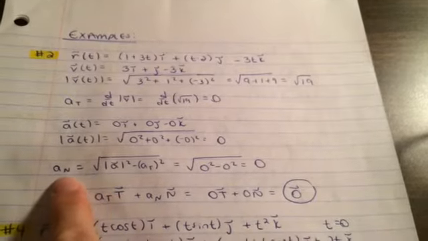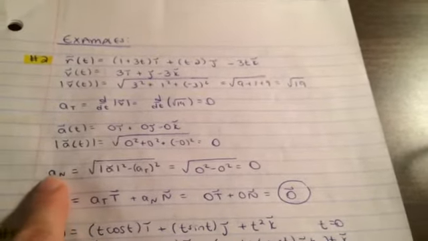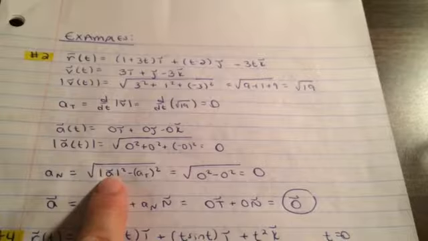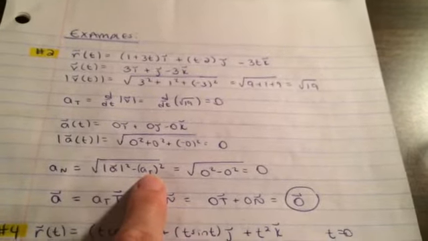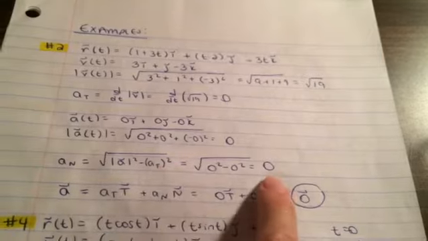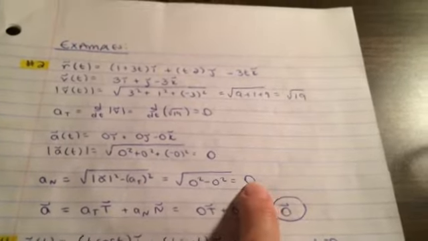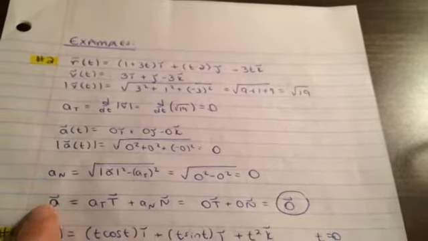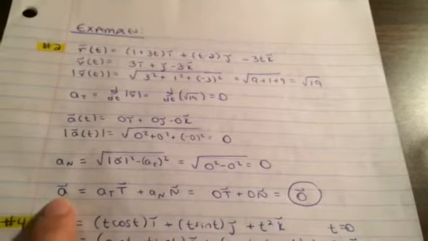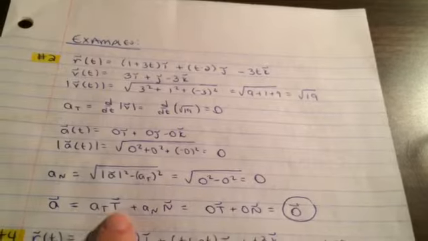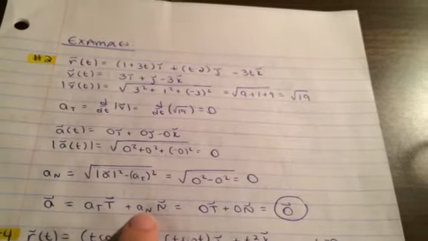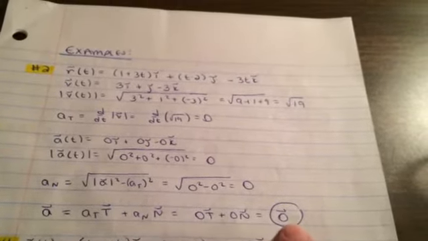And so the normal component of the acceleration vector is the magnitude of the acceleration vector squared minus the tangential component squared. So notice both of those were 0, so that's just 0 for that. Sorry, I pointed to the wrong thing for that. But then the acceleration vector is a vector, and so it's 0 here times the t vector plus 0 here times the n vector. So notice it's 0, the vector.